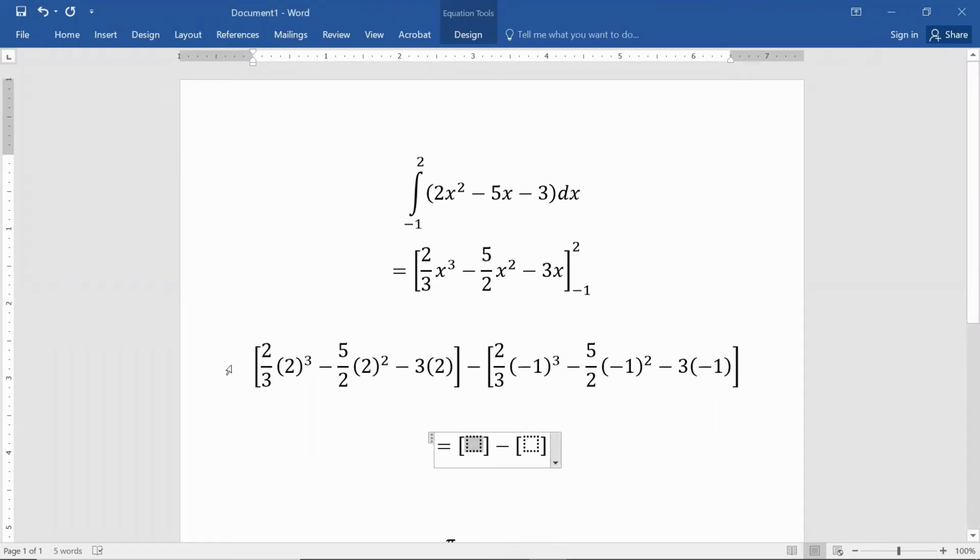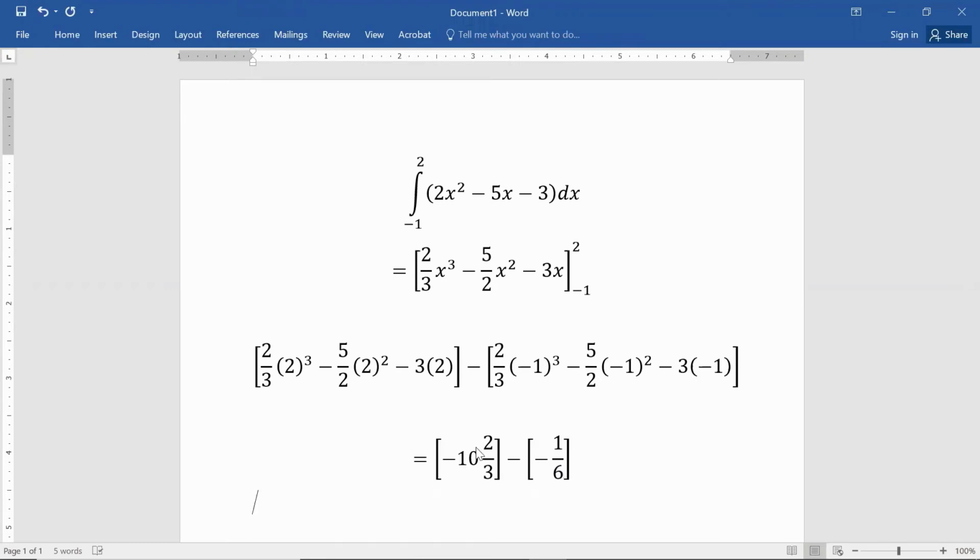When I plugged in the numbers, the expression on the left, once you plug in a 2, should become -10 and 2/3. If I plug in a -1, that expression became -1/6. Subtracting, now be careful here, we're subtracting a negative. So we take -10 and 2/3, and we're actually adding 1/6. By doing that, we get a final answer of -10.5.